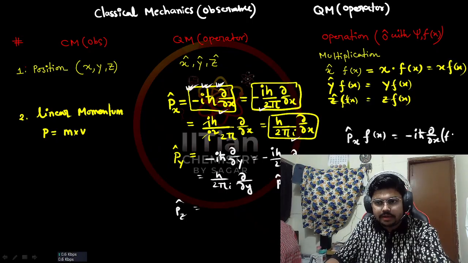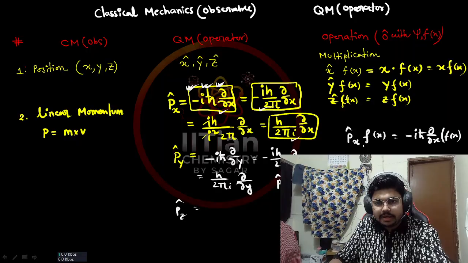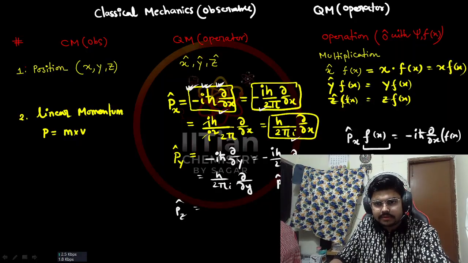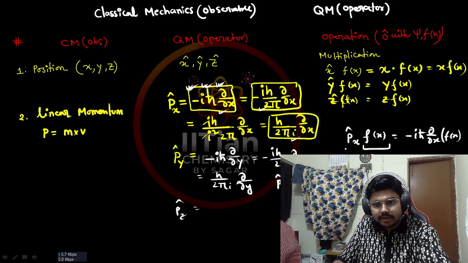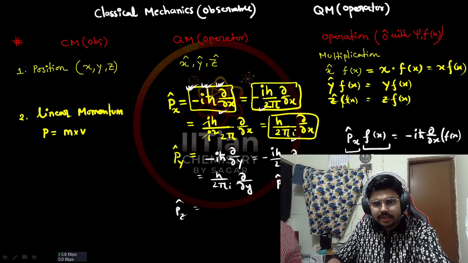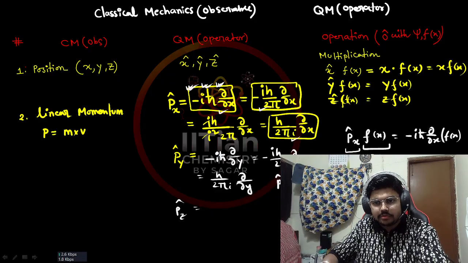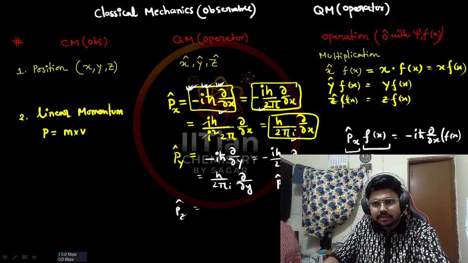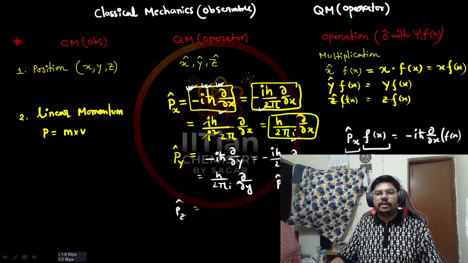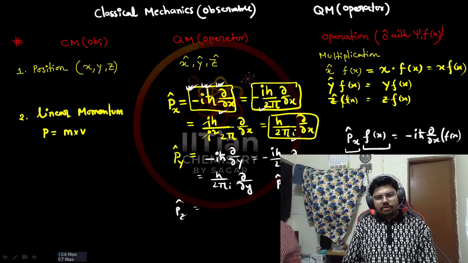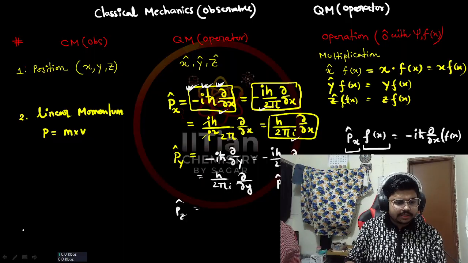of f of x. For example, my function is 5x. Then what will be the linear momentum? What will be the value of px? So px of 5x equals minus i h cross del x of 5x, that means 5 times minus i h cross, minus 5 i h cross. This will be the value. Okay, up to this point clear?